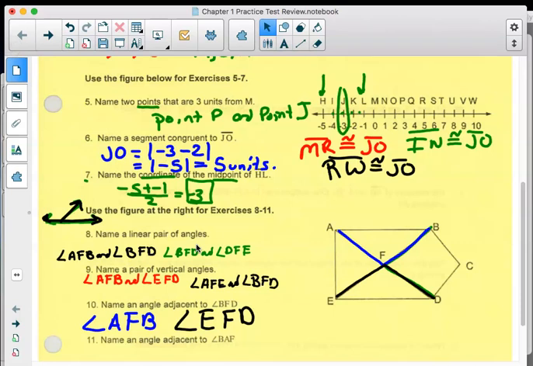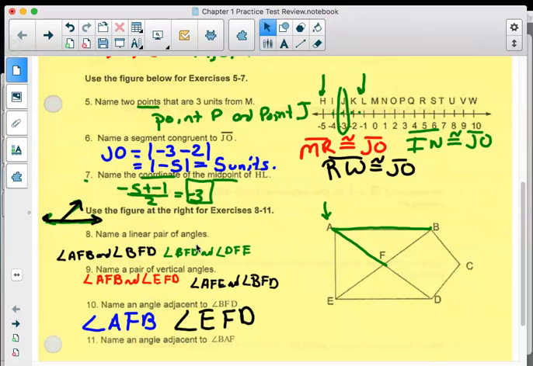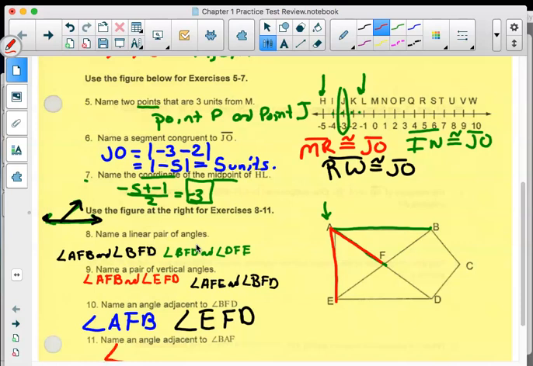Now, my last one, name an angle adjacent to BAF. With BAF, A is the vertex. Remember, A is the middle letter, the vertex. That's how I know where the vertex is, the middle letter. And the thing that would be adjacent to that would be this angle, FAE. So I could say angle FAE is adjacent to that.